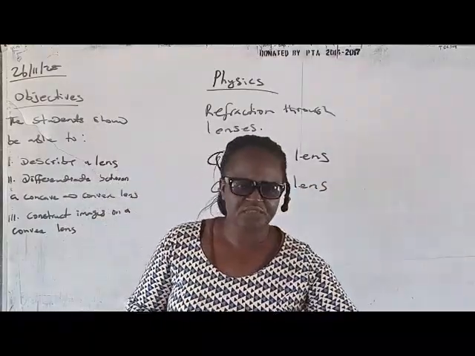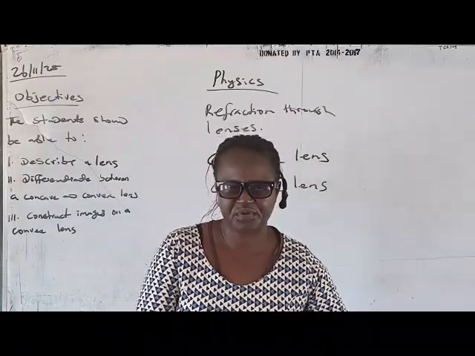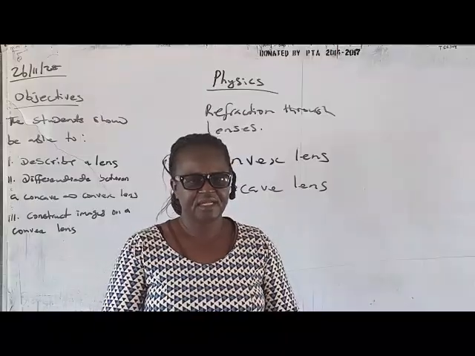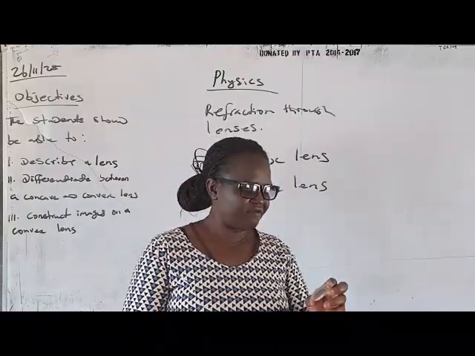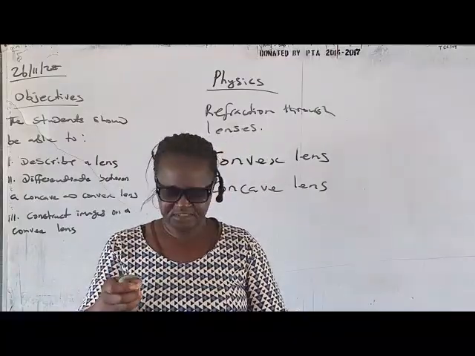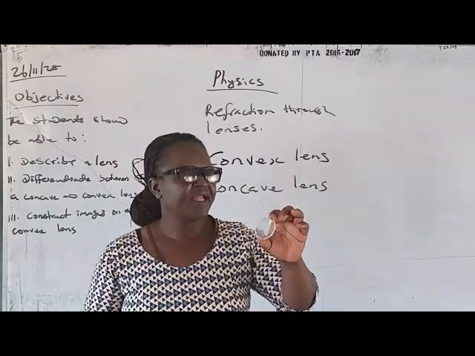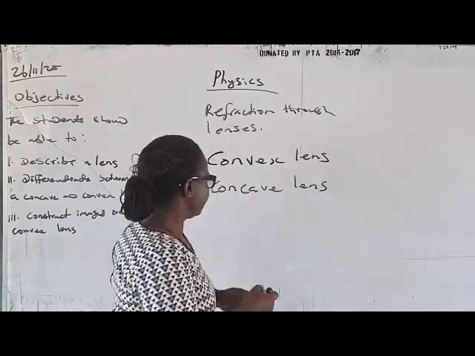We also have concave lenses. What's the difference between the two? We had already looked at what concave and convex mirrors are. We know that one converges rays of light, the other diverges rays of light. In the instance of a concave and convex lens, the reverse is the case. This is a concave lens. This is how it looks.